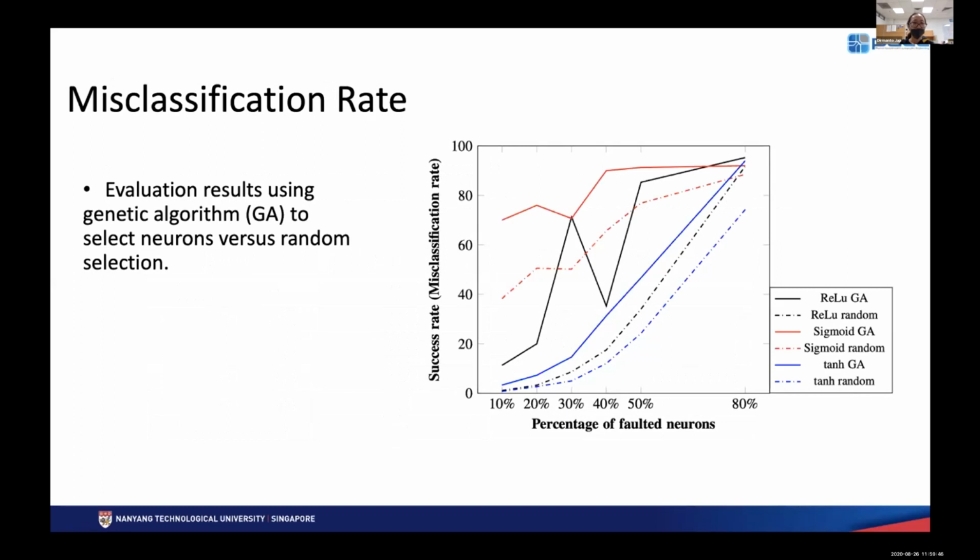This figure shows the simulated misclassification rate. As expected, the genetic algorithm gives better attack results compared to random selection of neurons. The figure also shows that with our fault models, sigmoid is more vulnerable than ReLU and tanh. With just 10% of faulty neurons, we can achieve around 70% misclassification rate for sigmoid.